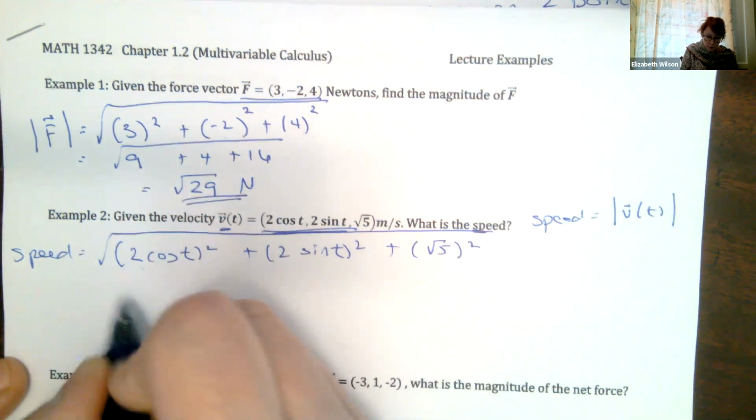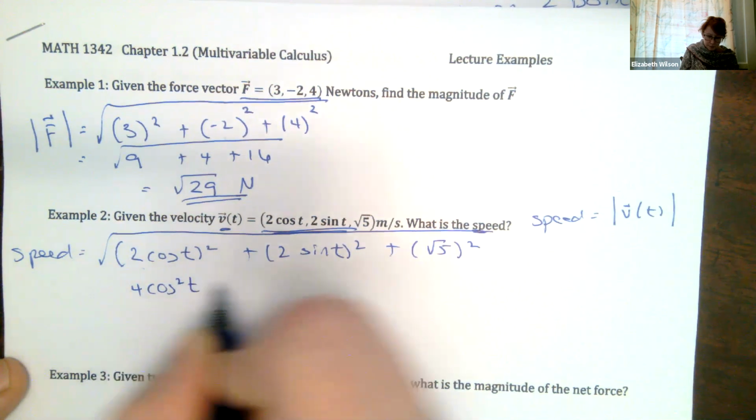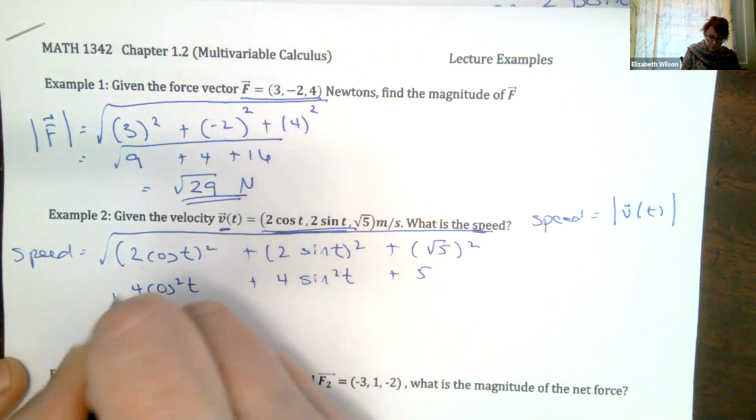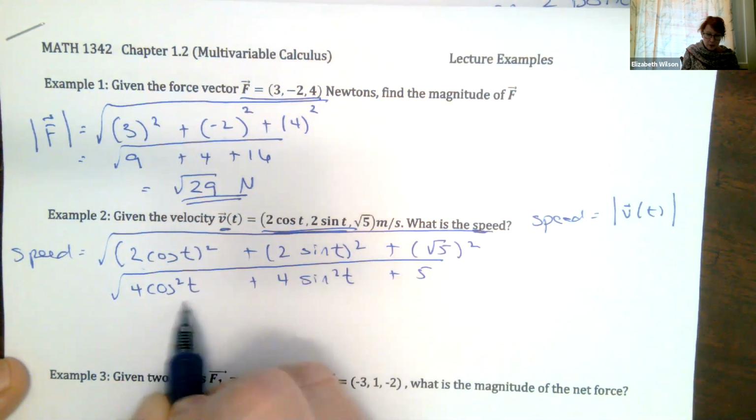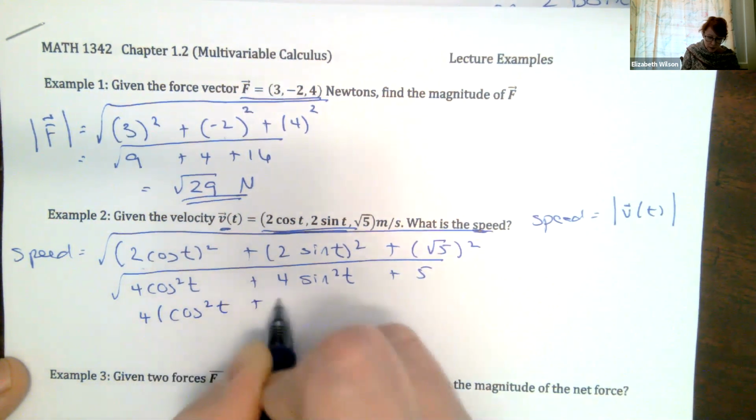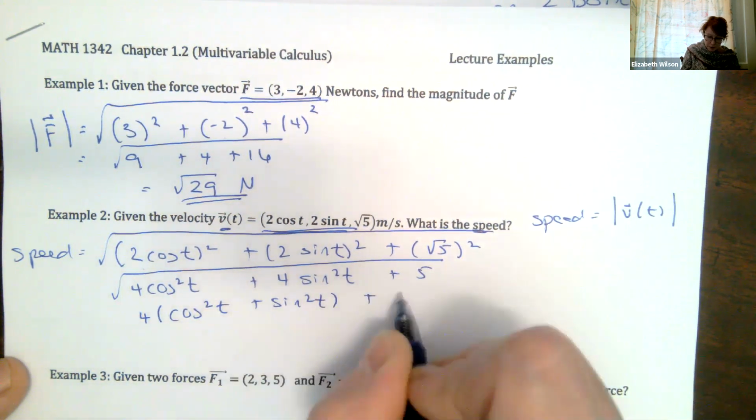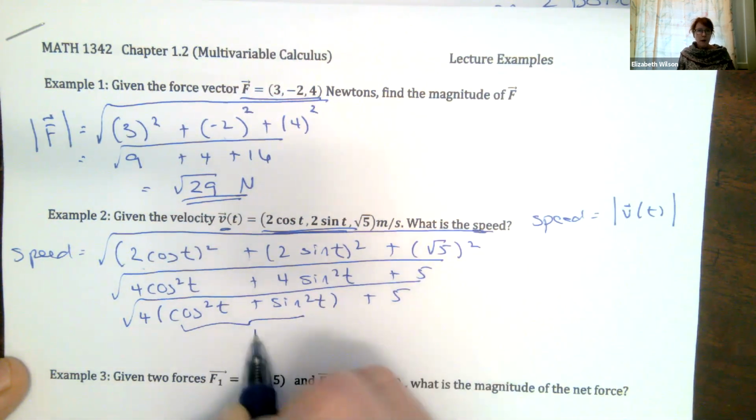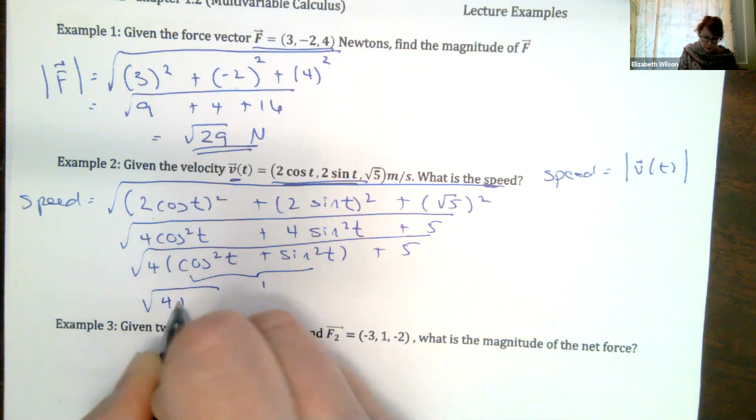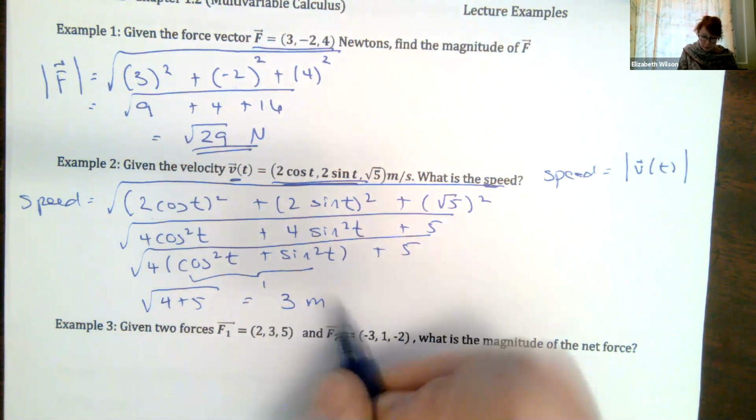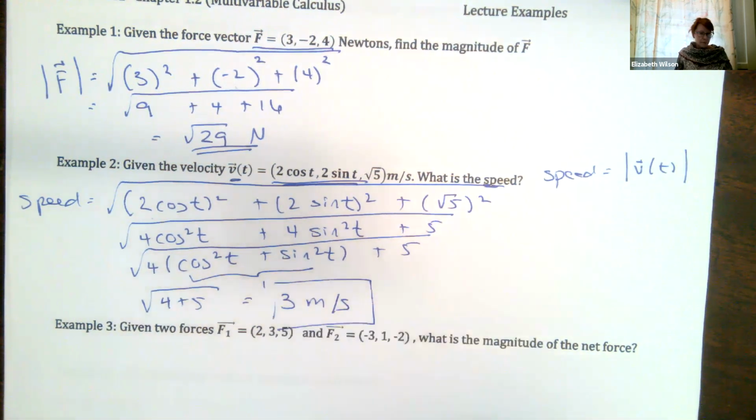This becomes the square root of 4 cosine squared t plus 4 sine squared t plus 5. I'm going to factor out 4 in this little mini step: 4 times (cosine squared plus sine squared) plus 5. Don't forget your radicals. The cosine squared plus sine squared is equal to 1 by our Pythagorean identity. So this just becomes the square root of 4 plus 5, which is radical 9, which is equal to 3. And I think we were in meters per second?